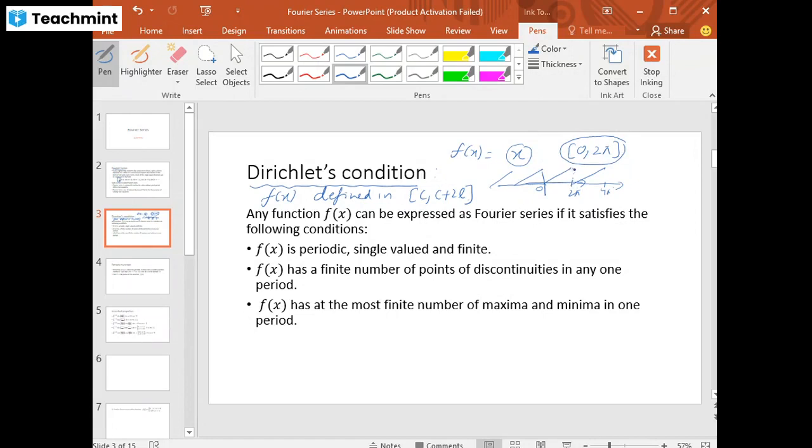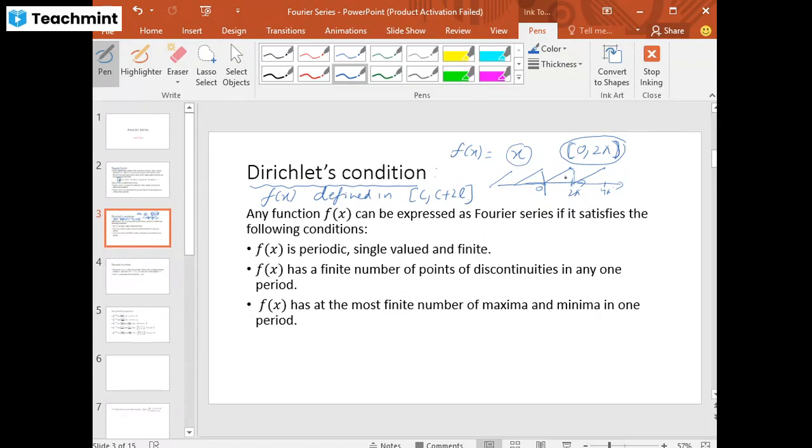Like at the point 2 pi, if I consider the open interval, we get that it is a point of discontinuity because the function takes a sudden jump. And of course it has points of maxima and minima also at the end points. So it means that we can express this function in the form of Fourier series.